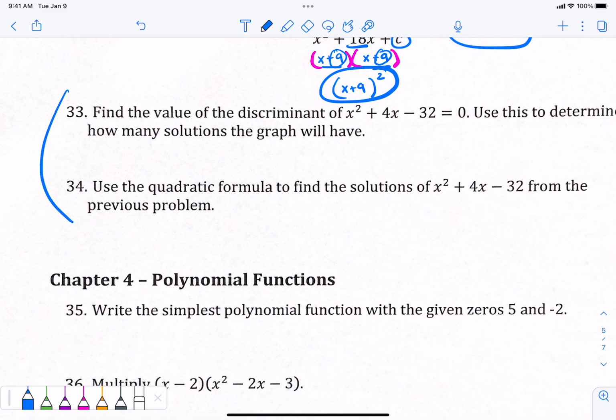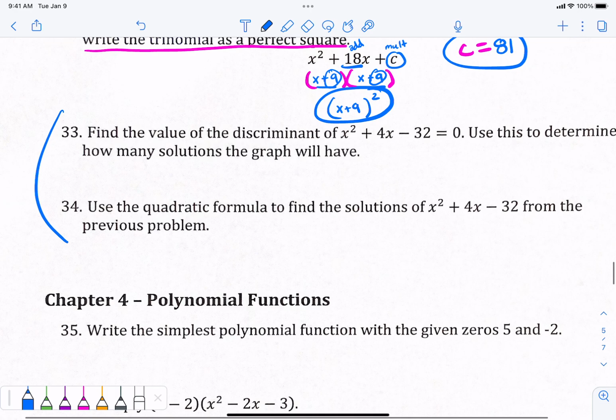33 and 34 go together. On your test, when I have everything mixed up in order, they will still appear right next to each other. The first one is asking for the discriminant. Do you remember what the discriminant is?